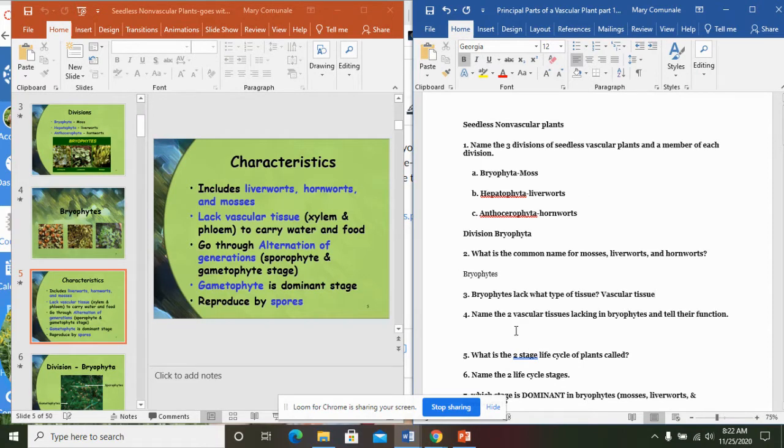Name the 2 vascular tissues lacking in the bryophytes. They are lacking the xylem and the phloem.